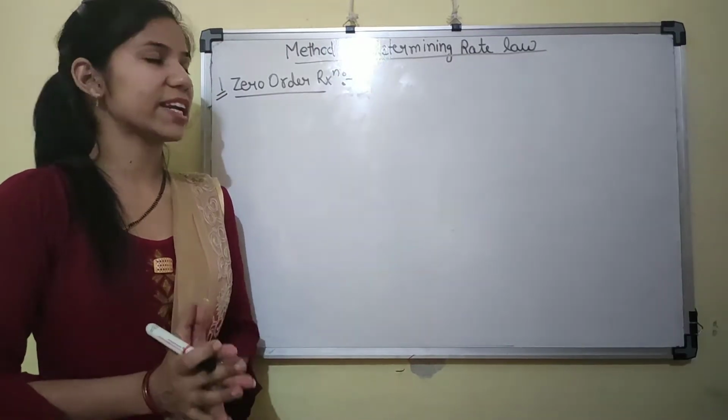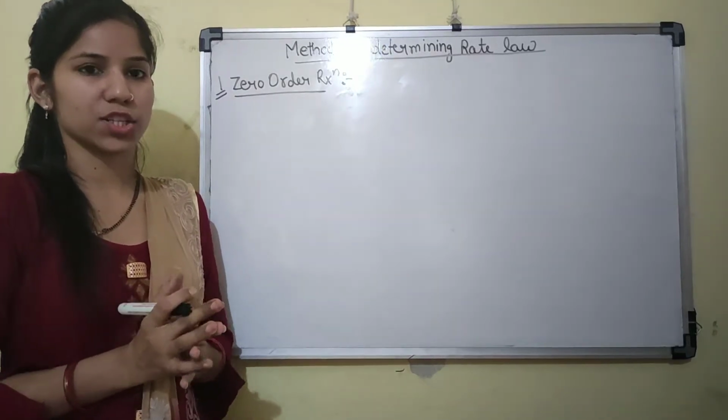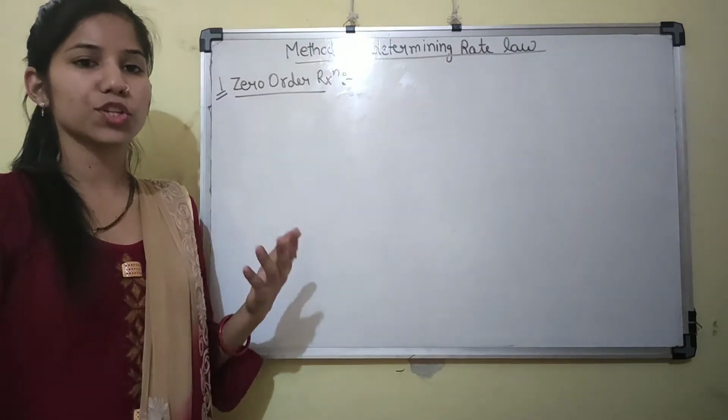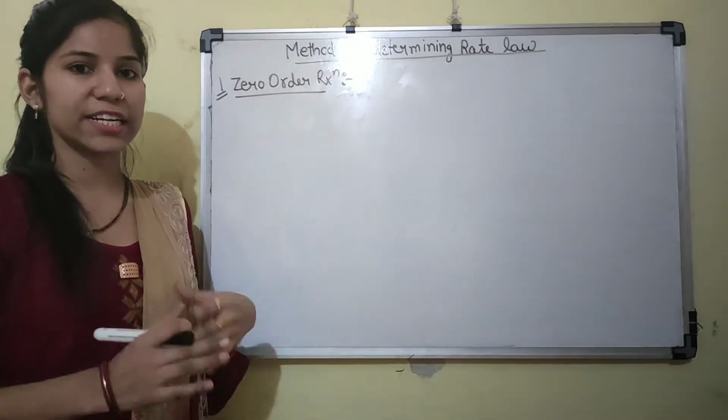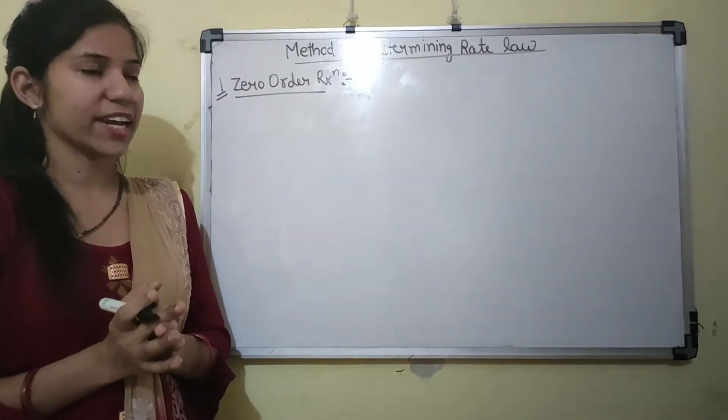In this video we are learning methods of determining rate law. So first is a zero order reaction. The reaction in which concentration of reactant does not change with time and the reaction rate R remains constant is called a zero order reaction.